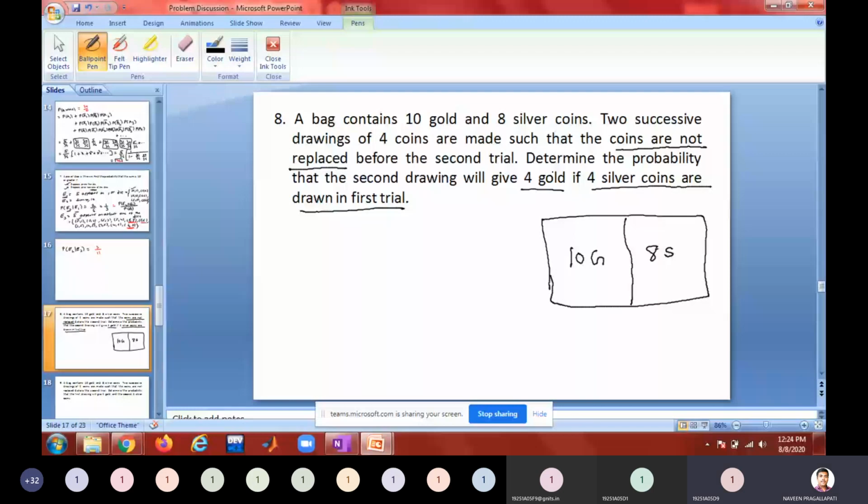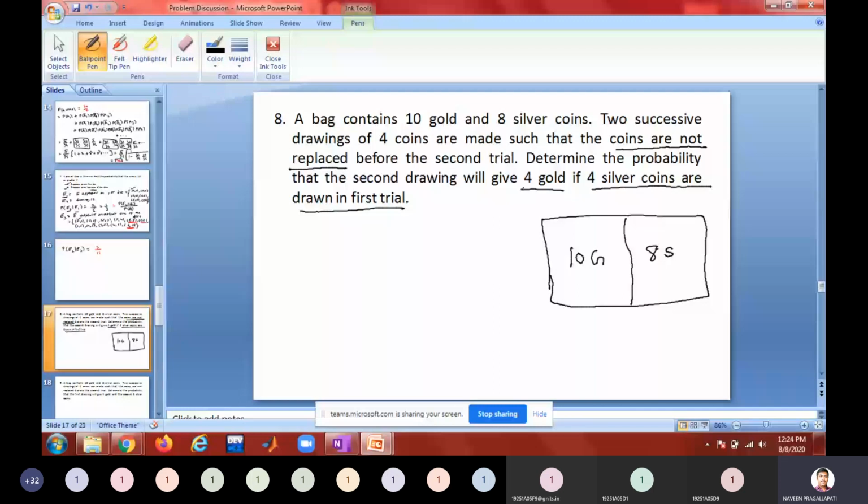When the coins are not replaced, the events are dependent events. Okay. Now, what is the question? Determine the probability that the second drawing will give 4 gold coins if 4 silver coins are drawn in the first trial.